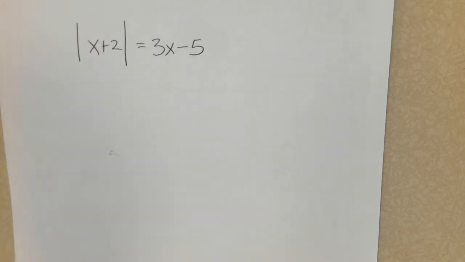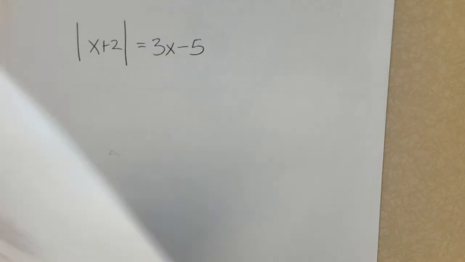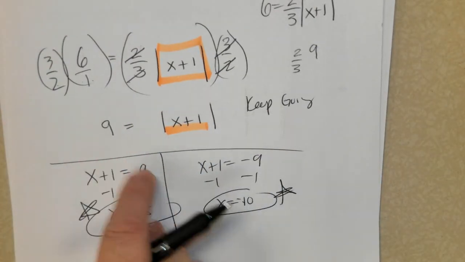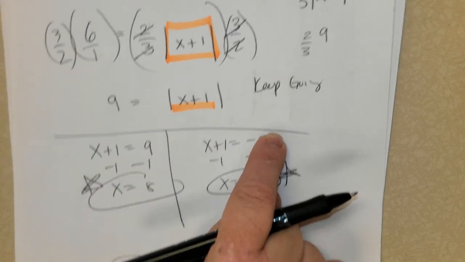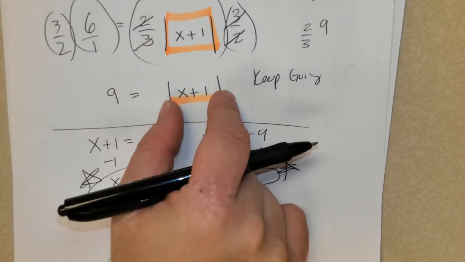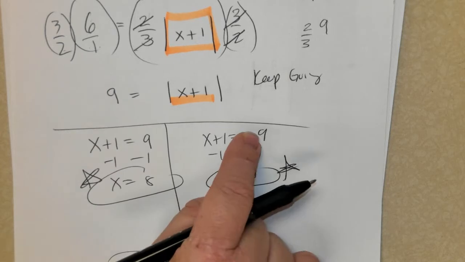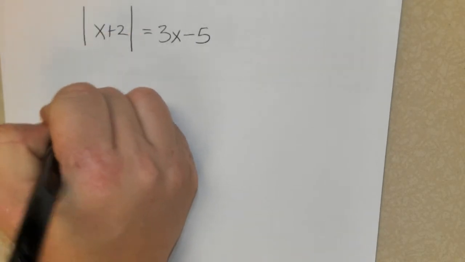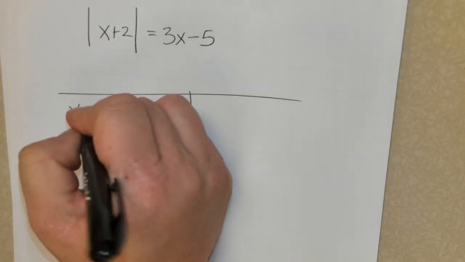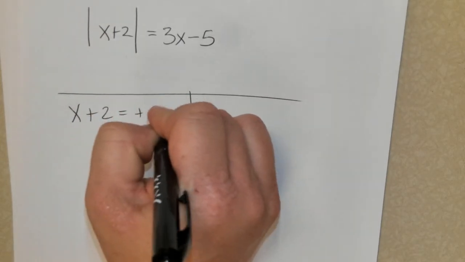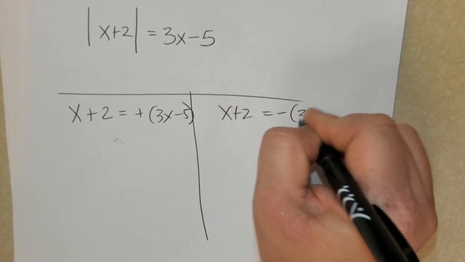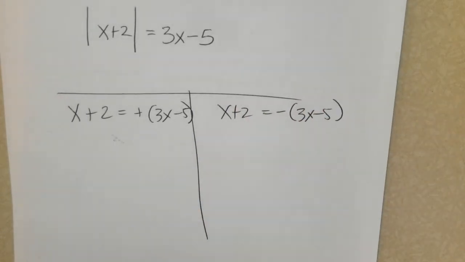So what we're going to do is just like we did here. Once I had this by itself, I set it equal to the positive, and I set it equal to the negative. Look up here again. Once this was by itself, I set it equal to the positive and to the negative. I need to do that same thing. So this is by itself. I'm going to do 2 columns. I'm going to set it equal to the positive of this, and I'm going to set it equal to the negative of this. And then I'm going to solve.